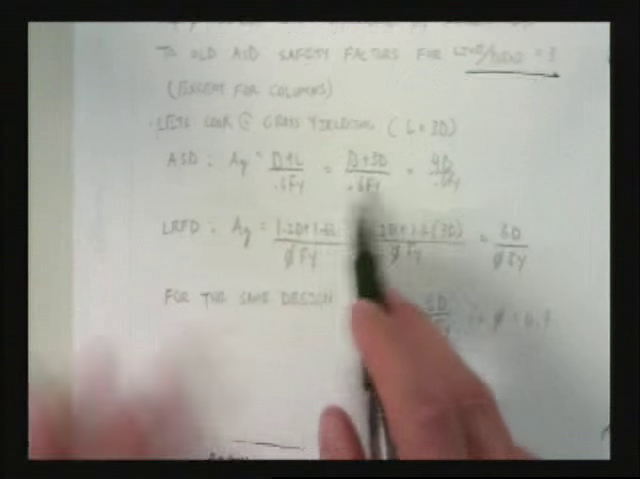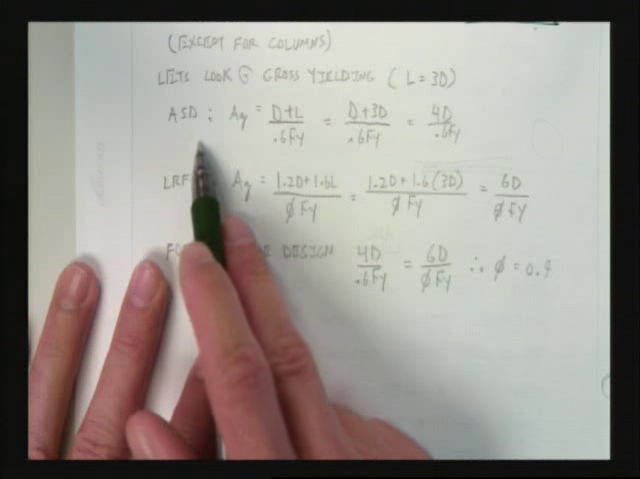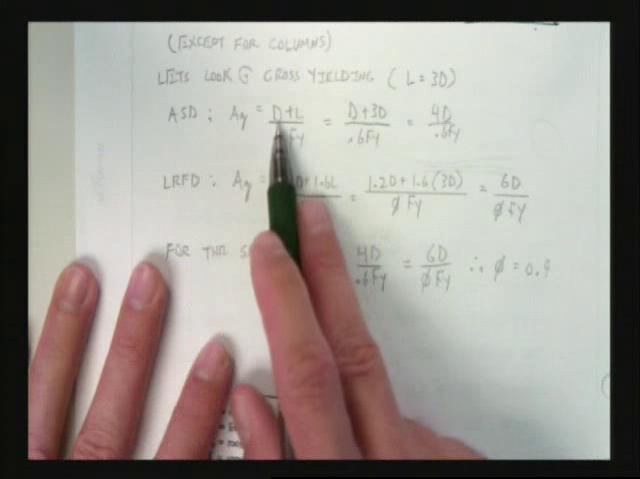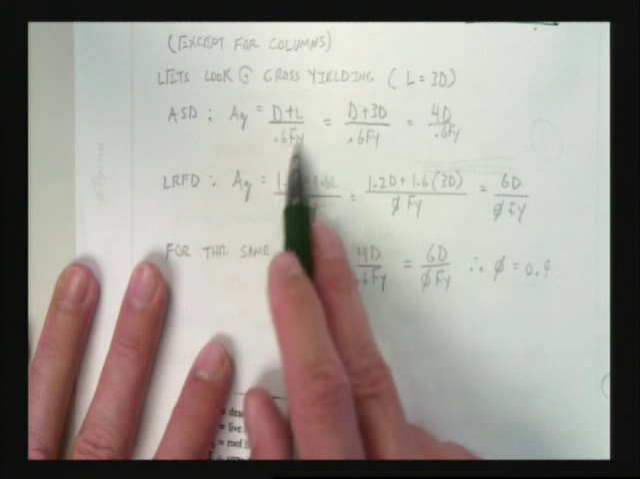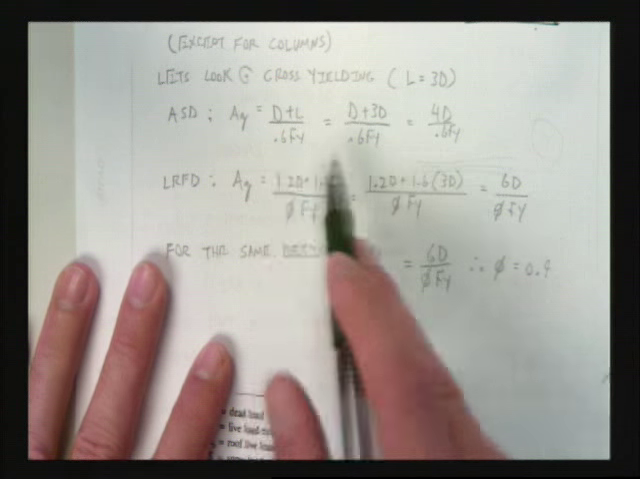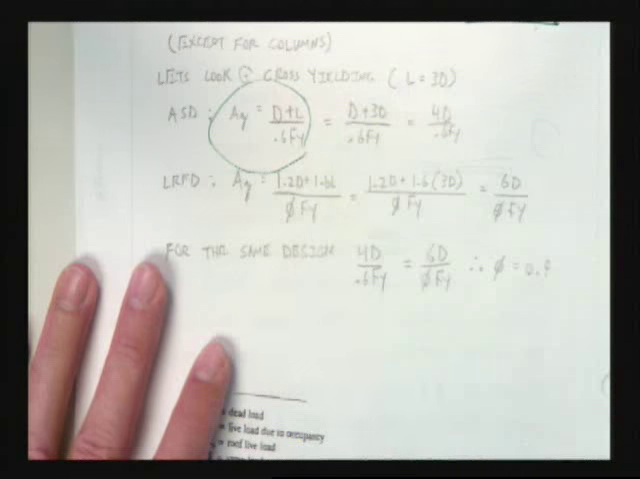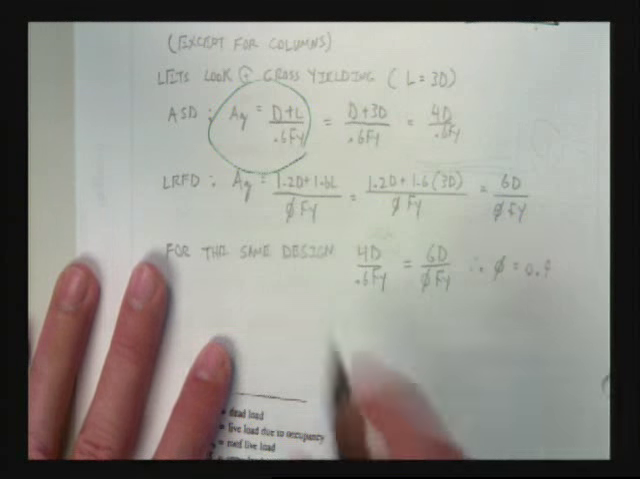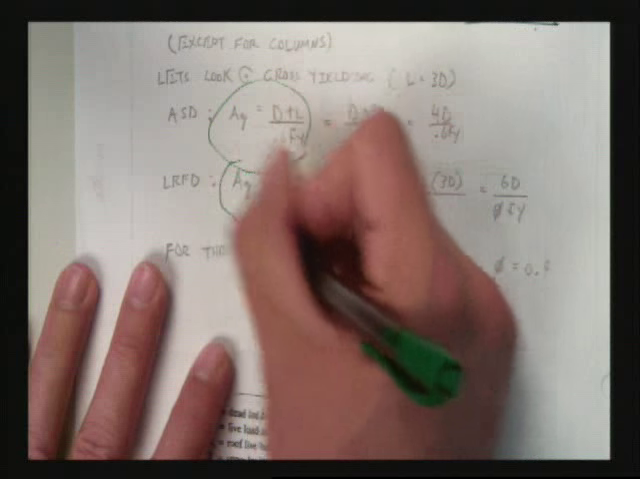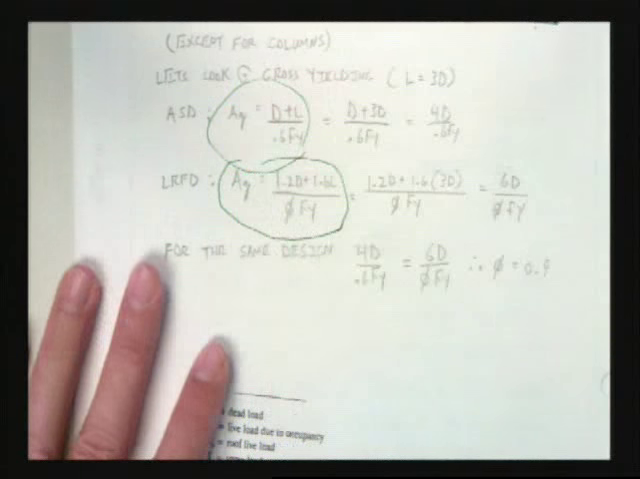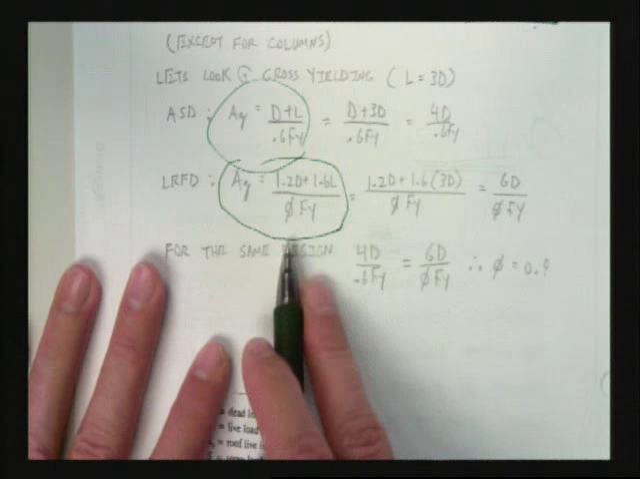Okay, so how are we going to do that? Well, basically, if you take the equations from ASD, the dead load plus live load divided by 0.6 times Fy. If we were talking about ASD in this class, this is an equation that we would use to look at yielding. Okay? Looks something like that. And in LRFD, we are much more comfortable about looking at an equation that looks something like this. It's the same problem we worked on the previous page, just done in symbols. You with me?